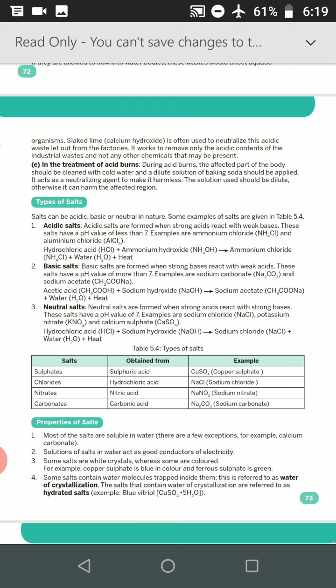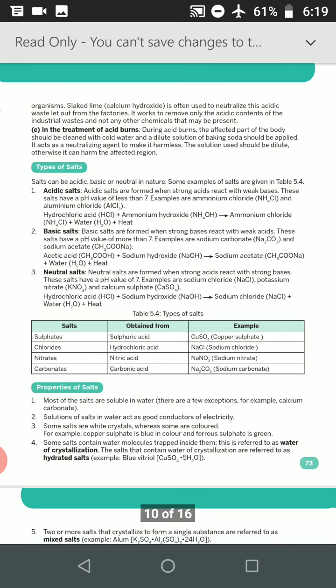Some salts are white crystals, whereas some salts are colored. We can see salts of different colors, like copper sulfate, blue in color, and ferrous sulfate, green in color. Some salts contain water molecules along with them. This is called water of crystallization. Salts that contain water of crystallization are called hydrated salts. Some salts contain water, like copper sulfate, CuSO4·5H2O. It contains 5 water molecules along with it.